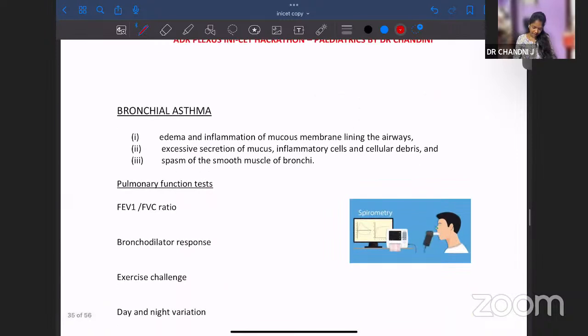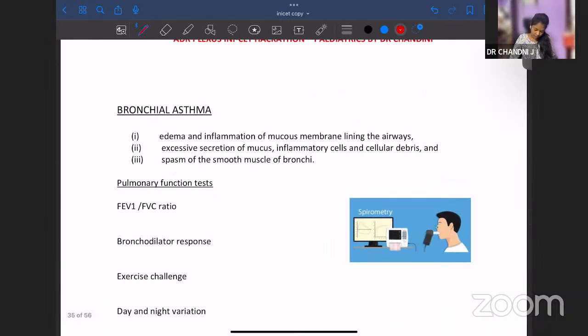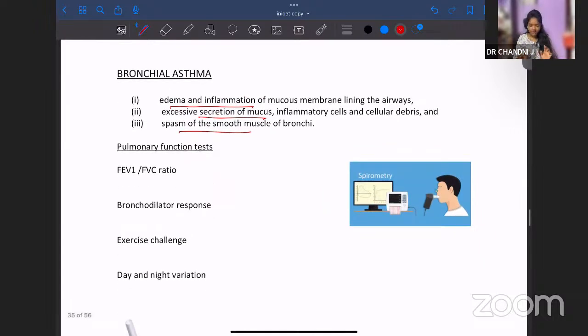Bronchial asthma. What is bronchial asthma? You all know. Edema, inflammation of the mucous membrane, excessive secretion of mucus and spasm of smooth muscle. All this is causing what? Narrowing and obstruction of the airway. So bronchial asthma is an obstructive disease.